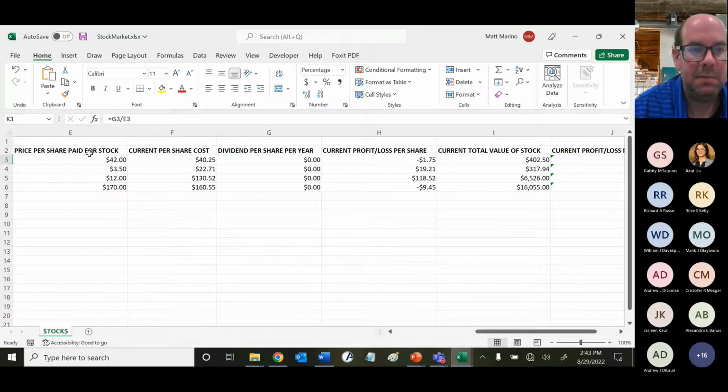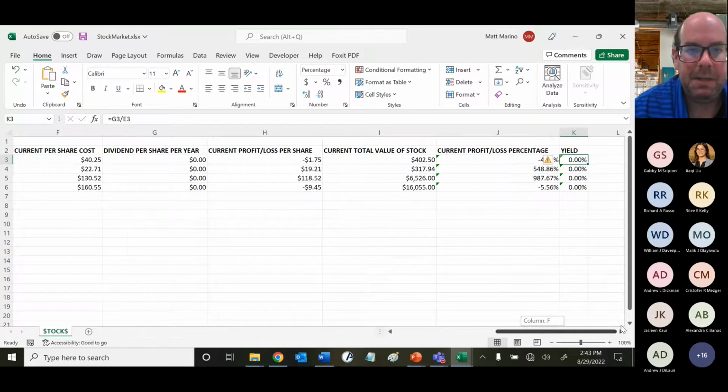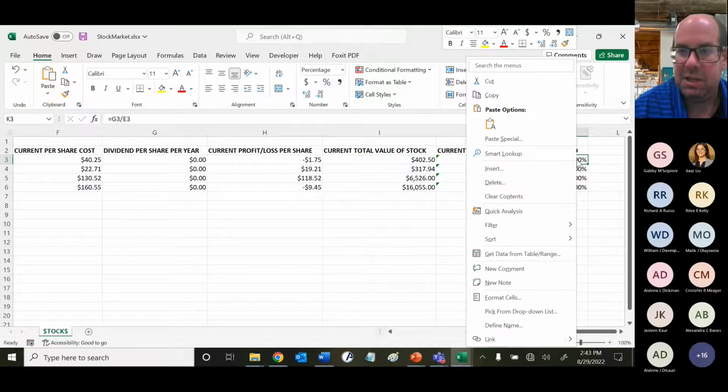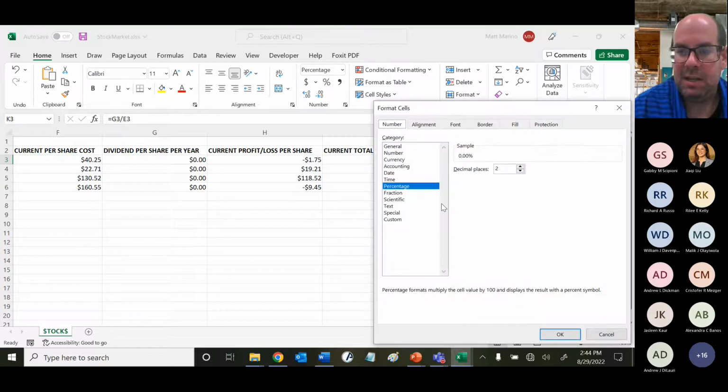Divided by your price per share paid for the stock, whatever is in E. So in this example, it's G3 divided by E3. But because they're all 0, our yield is 0. Now, if you don't have these come up as percentages, you want to right click, select Format Cells. Under Category, click Percentage. And depending on what the instructions say for that specific assignment, you can change the decimal places to 2, 0, 1, depending on what it asks for you.